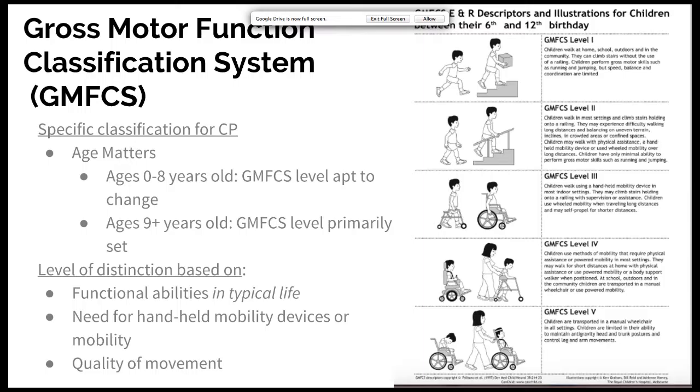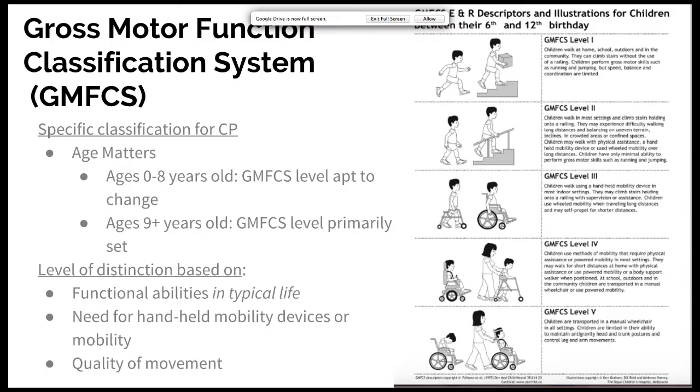For our purpose, we are going to use the age 9, which is right between the ages 6 and 12, as our cutoff age to see major functional improvements in these children. This means that when a child is younger than 9, they are still going to have significant ability to improve levels. Once they reach approximately 9 years old, their GMFC level is typically set.